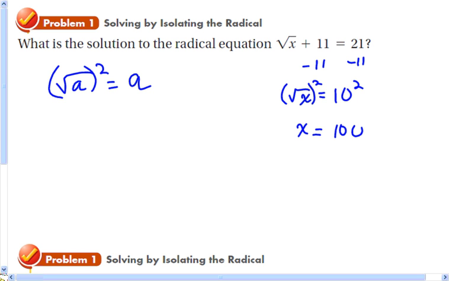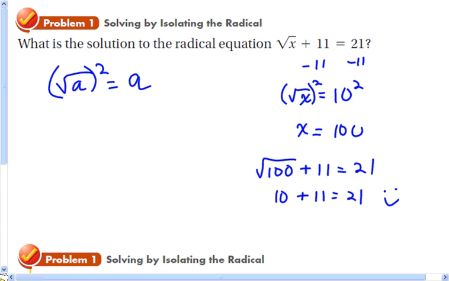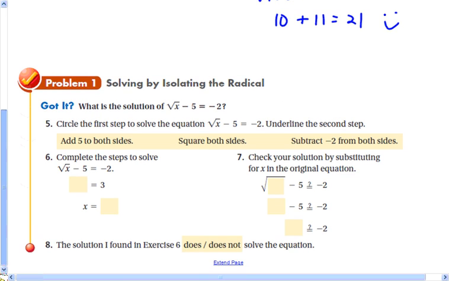And then we're just going to check that and see if it works. So in our original equation, we have the square root of x plus 11 equals 21. Square root of 100 is 10, plus 11 equals 21. That's true. So we're good. All right, I'll let you try that one.